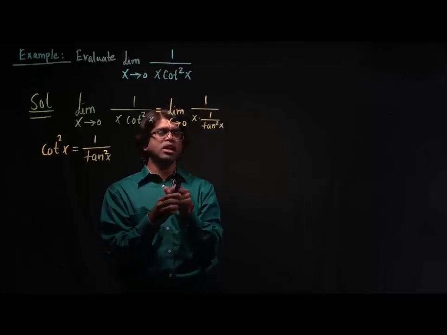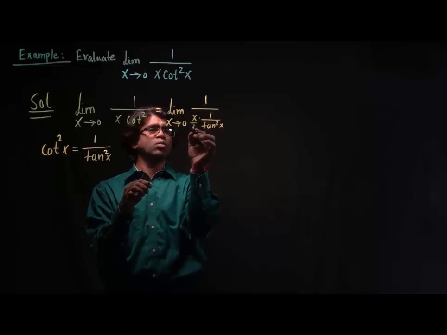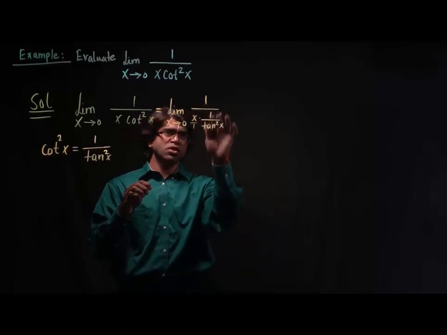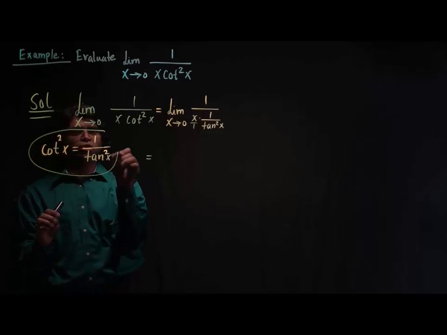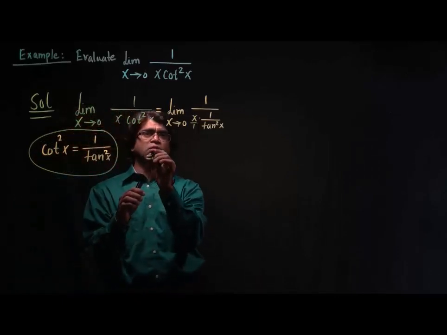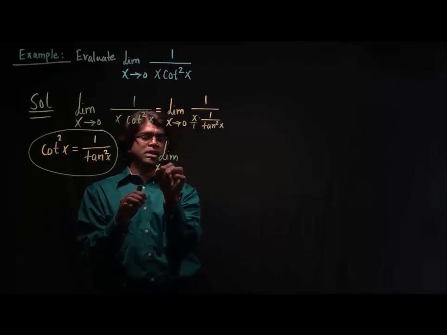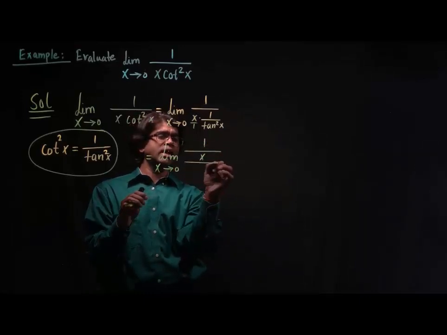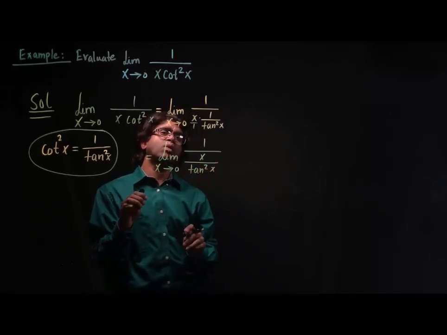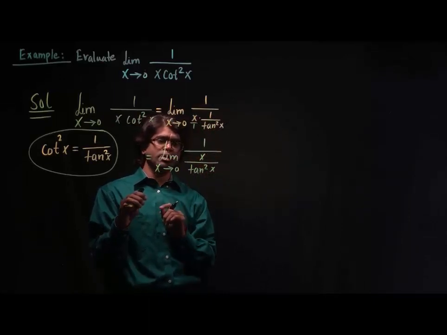Now this x is basically x over 1. So I can multiply x times 1 and then 1 can be multiplied by tangent square. So let's further simplify, and if I do that, I will write limit x tends to 0, 1 over x divided by tangent square x. And the reason is because x times 1 is x and 1 times tangent square is tangent square.